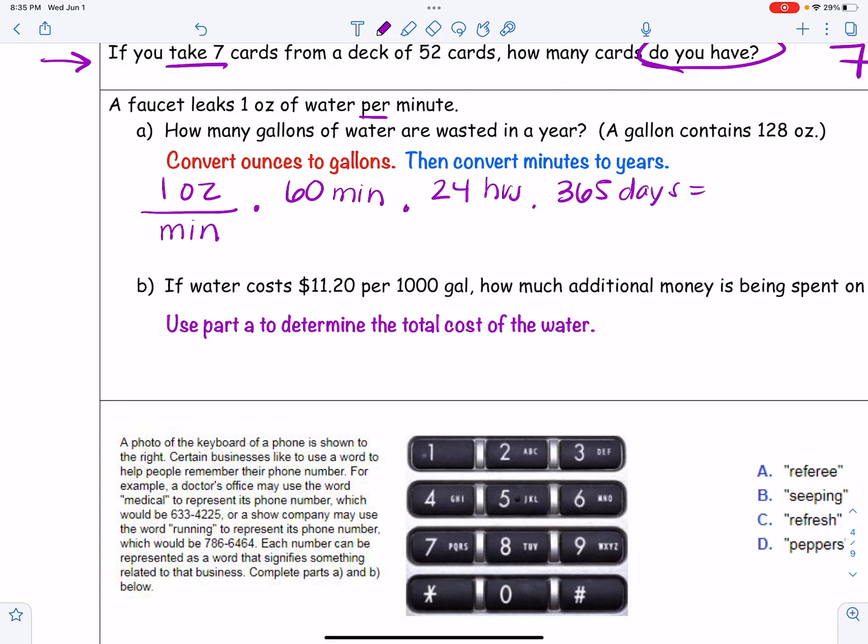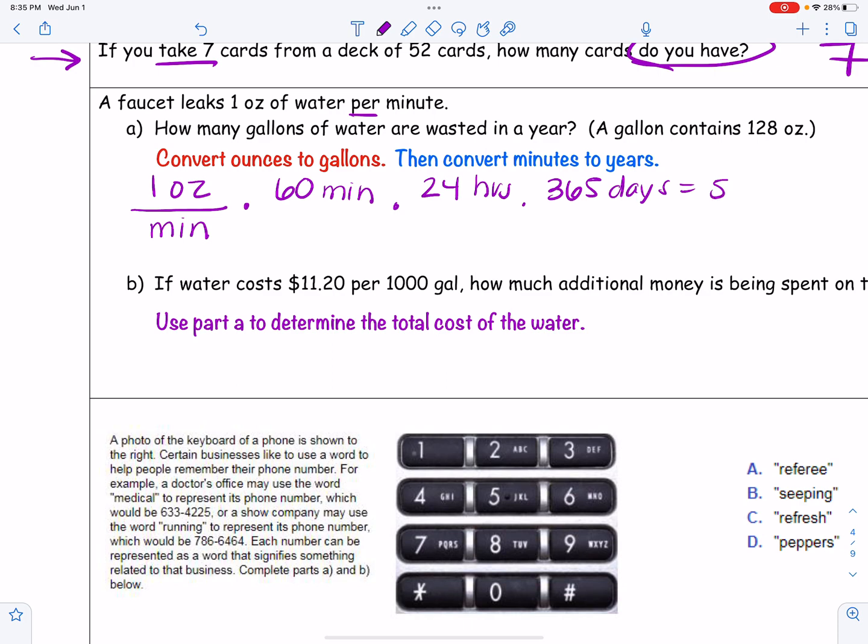All right, so let me go ahead and compute that first. If I take the 1 ounce times 60 times 24 times 365, I'm looking at 525,600. And notice what you've computed here. This is ounces, because you hadn't changed that, per year. Now what I'm going to need to do is go from ounces to gallons. So I've got 525,600 ounces per year.